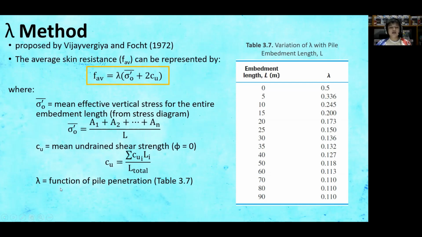And lambda is a function of pile penetration, which is from table 3.7. Take note that L must be in meters. Therefore, if we have length L in feet, we need to convert it to meters, then use table 3.7. If values are not available, then we may apply interpolation. And Q sub S for this method is equal to P times L times F av.